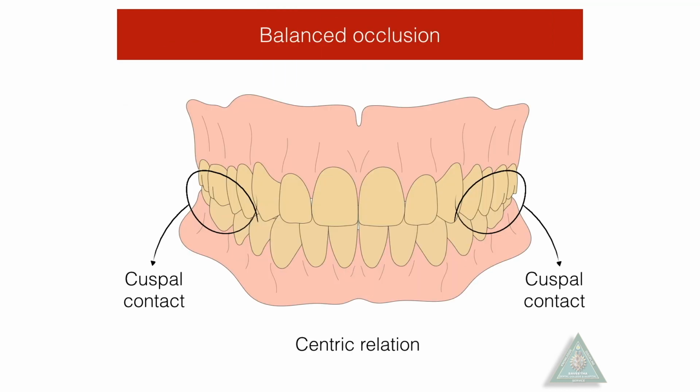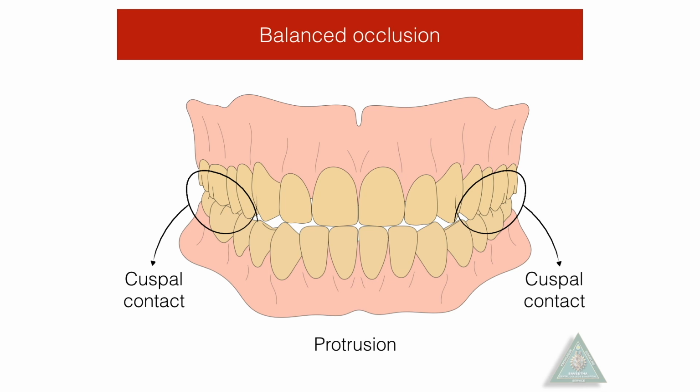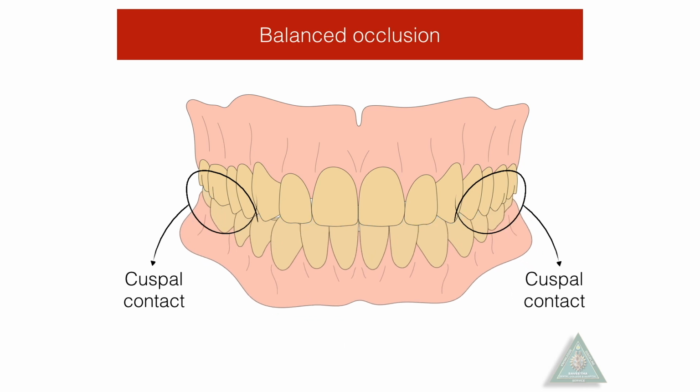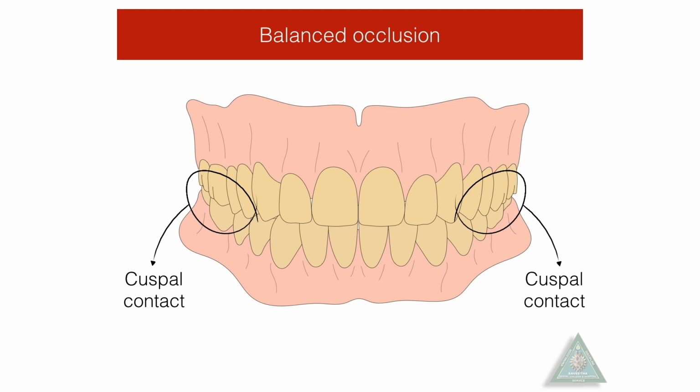We have a set of dentures here. This is maximal intercuspation, meaning that teeth all touch each other in centric relation. So when the dentures are brought forward in protrusion, there is still posterior tooth contact. And when the dentures are brought to both right and left sides, you can still observe posterior teeth contact. This is balanced occlusion.